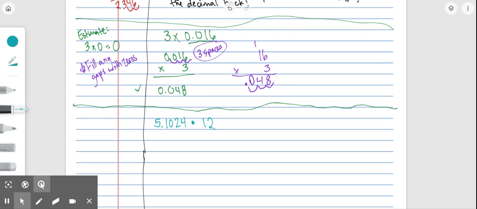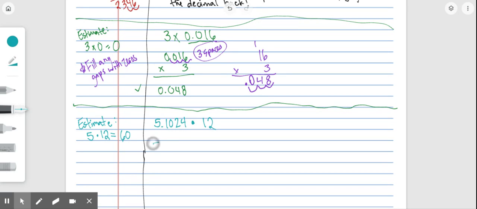All right, so this one's going to be 5.1024 times 12, or 5 and 1024 ten thousandths times 12. Okay, so when I'm estimating, I want a number that's close to that 5 and 1024 ten thousandths. So the number that I'm going to use is just the number 5, because the other numbers past it are really small. So then I'm going to do 5 times 12. 5 times 12 is 60, so I know my answer should be close to 60.